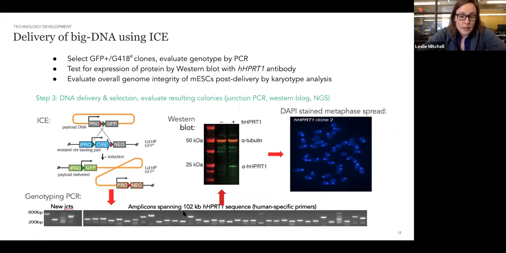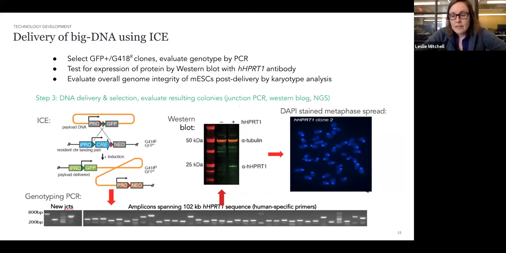We took clones from this experiment and looked for the presence of the human protein being expressed. An unmodified cell has no band in this Western blot, where one clone, although we've done this with multiple clones at this point, indeed shows a band, suggesting functional reconstitution of a full-length human gene in a mouse ES cell via this method.